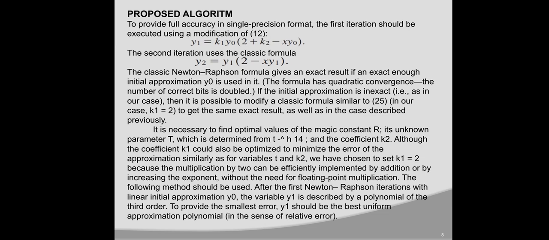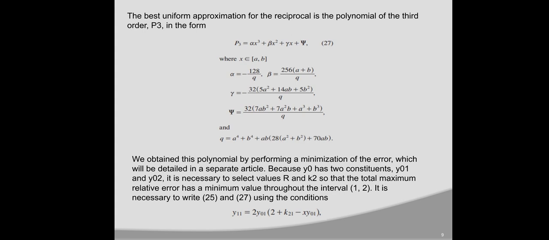The following method should be used for the first Newton-Raphson iteration with linear initial approximation y0. The variable y1 is describing the polynomial of this order. To provide the smallest error, y1 should be the best uniform approximation polynomial. The best uniform approximation for the reciprocal is the polynomial of the third order in the form p3 equal to alpha x cube plus beta x square plus gamma x plus psi, where x belongs to [a, b].